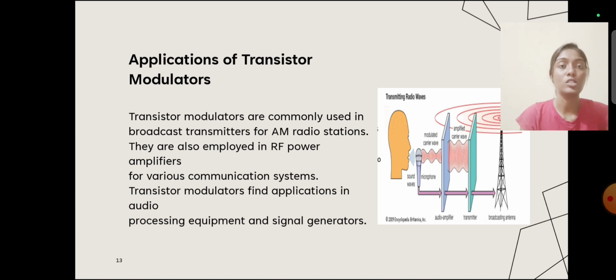Application of transistor modulators. Transistor modulators are commonly used in broadcast transmitters for AM radio stations. They are also employed in RF power amplifiers for various communication systems. Transistor modulators find application in audio processing equipment and signal generation.